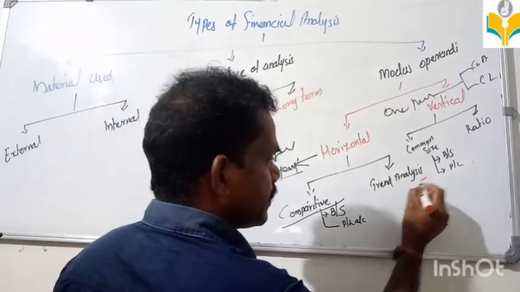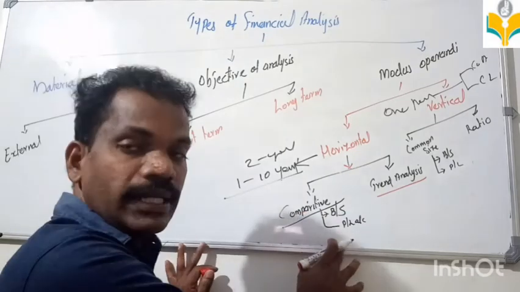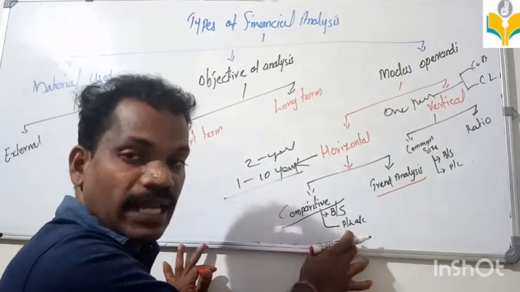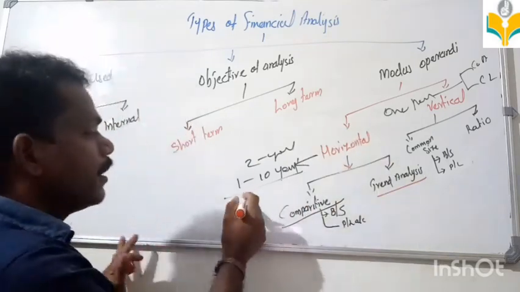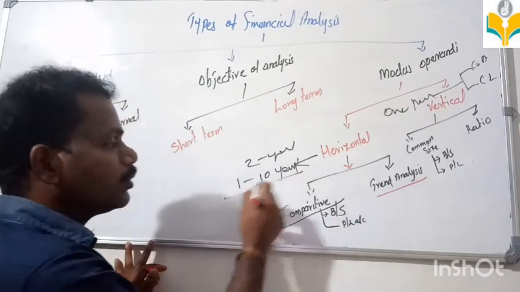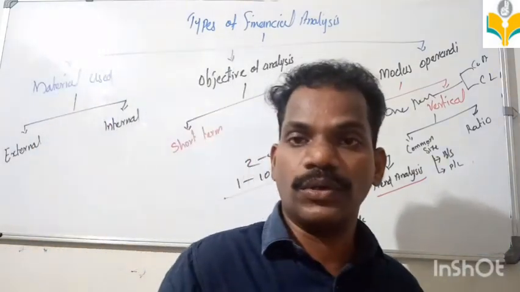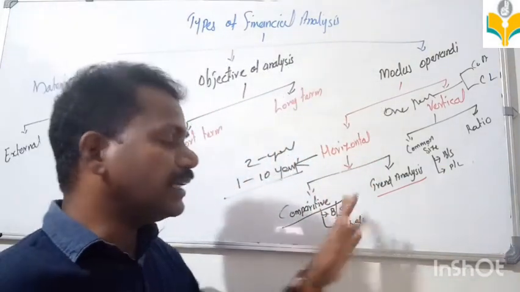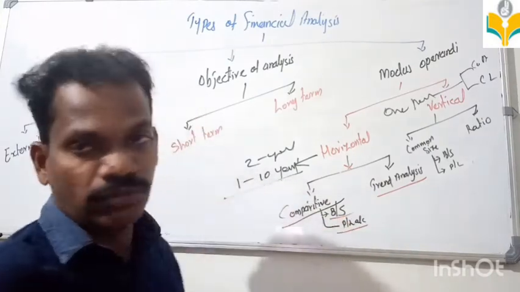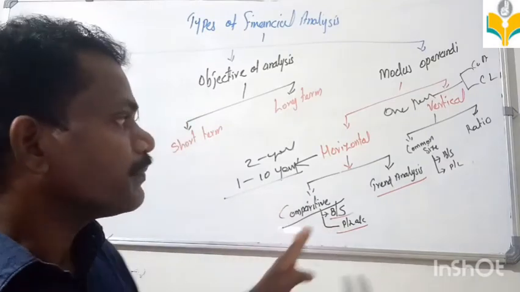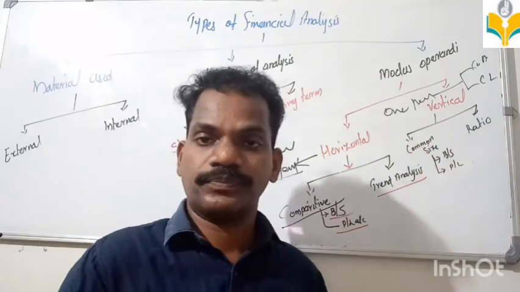Then trend analysis. It includes the horizontal analysis. Comparative financial analysis is part of horizontal financial analysis. So 2 to 5 years, 2 to 10 years, or 1 to 10 years of financial data analyzed are called horizontal comparative financial analysis. That is the balance sheet or profit and loss account of a single unit. Then vertical analysis, common size and ratio analysis.